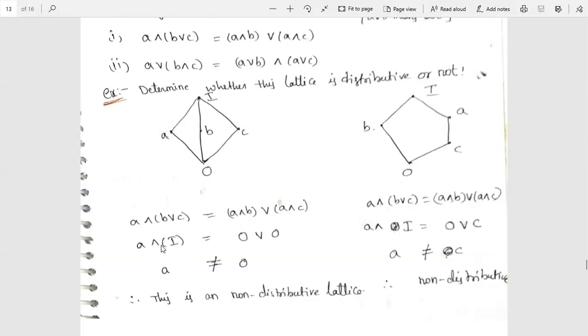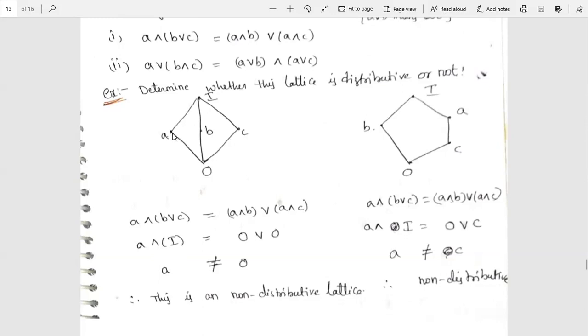Meet means the greatest lower bound. For I and A, the lower bounds are A and 0. In that, the greatest lower bound is A. So A meet I is equal to A. So we go for the right hand side.